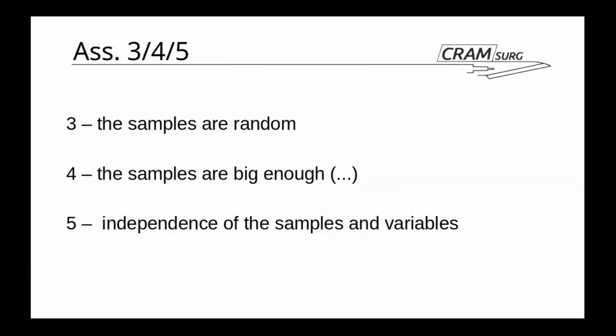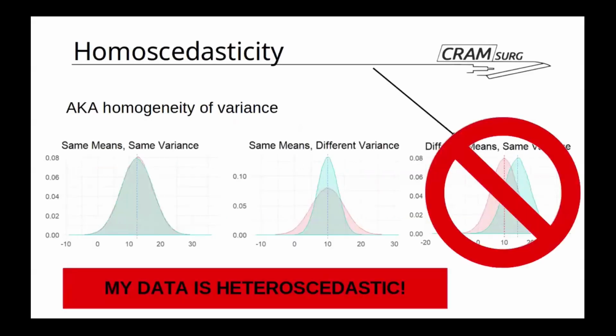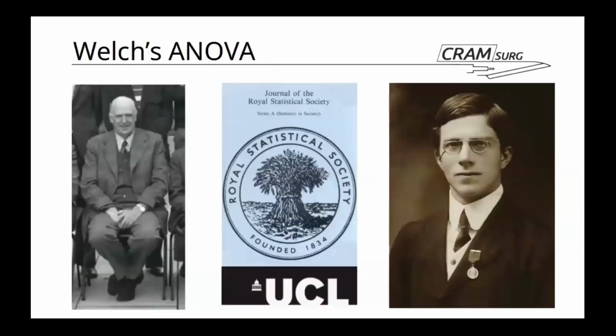So we will demonstrate the two-way ANOVA at the end of the talk. Now, let's see what we can do when actually the data is not homoscedastic, but is heteroscedastic. And that's where Welch's ANOVA comes in.